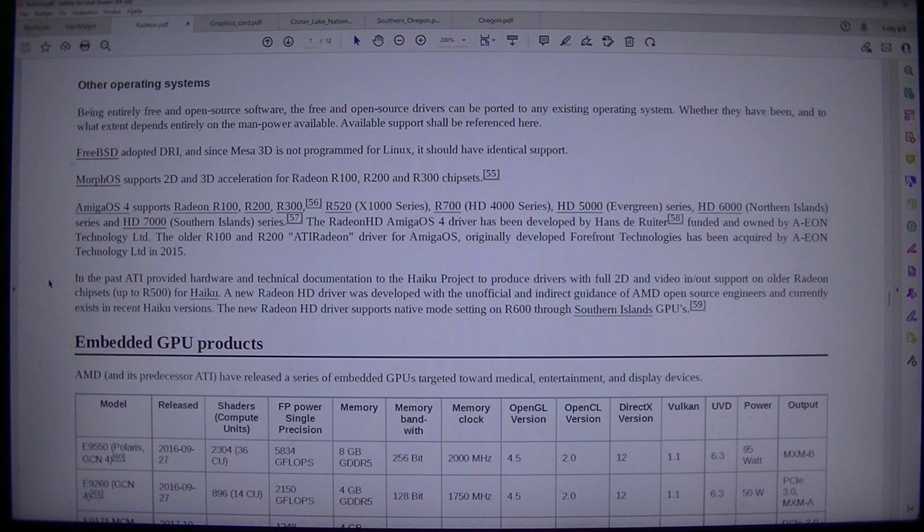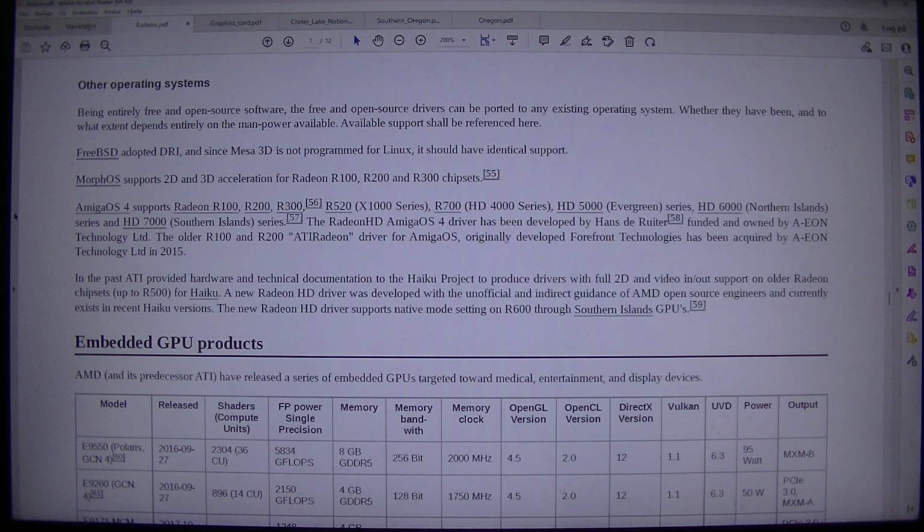Entirely on the manpower available. Available support shall be referenced here. FreeBSD adopted DRI, and since Mesa 3D is not programmed for Linux, it should have identical support. MorphOS supports 2D and 3D acceleration for Radeon R100, R200 and R300 chipsets.